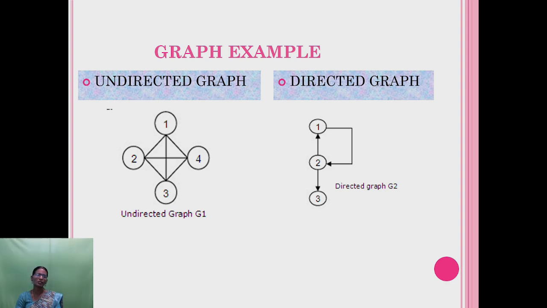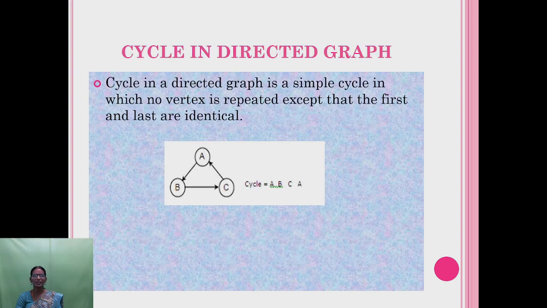Undirected graph means there are no directions to be mentioned, but a directed graph means the directions are mentioned. And the cycle. Cycle means what? No vertex can be repeated until the first and last vertex are identical. You can look at the figure. It's A, B, C and then again A. Okay, performing as a loop. That is a cycle. So it is also one of the features.